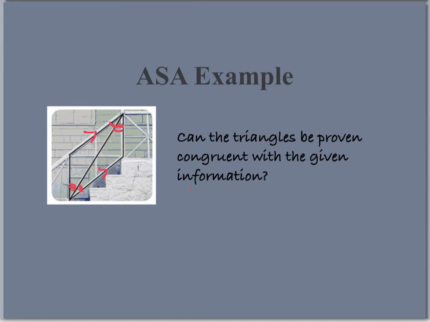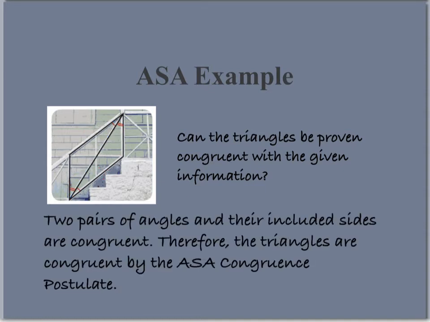But do we have enough to prove that those two triangles are congruent? Well, look at the middle side. Look at the included side, the side in between those given angles. Obviously, those two triangles share that side, so that side is congruent on each triangle. So I think we have enough. Two pairs of angles and their included sides are congruent. Therefore, the triangles are congruent by the ASA congruence postulate.